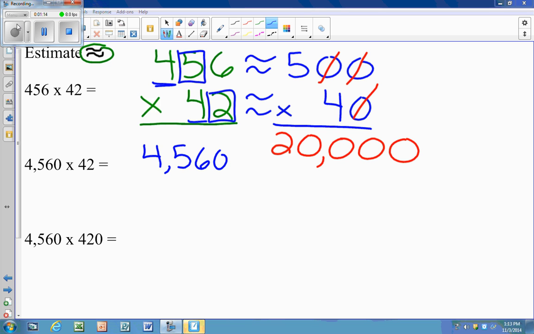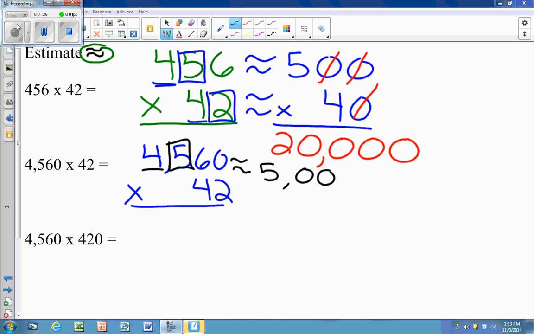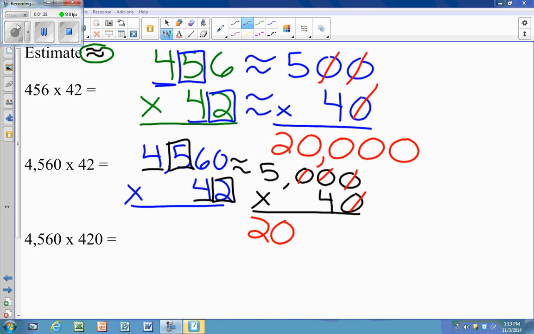4,560 multiplied by 42. So I'm going to start by rounding each of those numbers, just like I did before, to the largest place value. So that is 5,000. And then over here I have 40. And now I'm going to solve by ignoring my zeros. 5 times 4 is 20. And then I add in the 4 zeros back on the end, and I have 200,000 as my estimate.